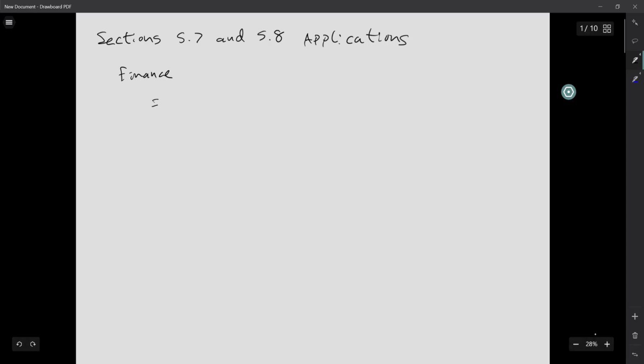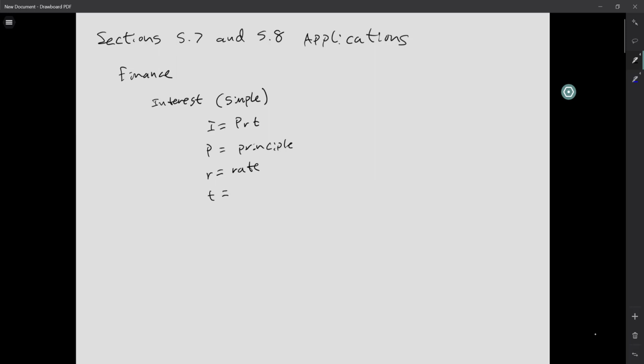If we think about interest, a simple applied interest takes the equation I equal PRT, where P is the principal, the amount you start with, R is the rate or the interest rate, and T is the period or the number of times the interest is applied. So we're going to call this number of pay periods.